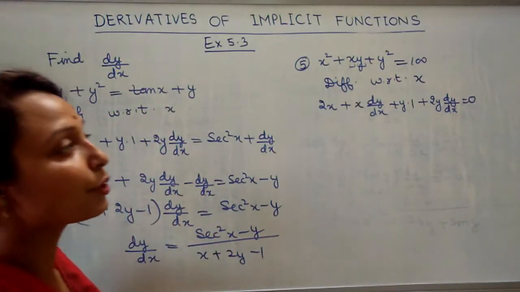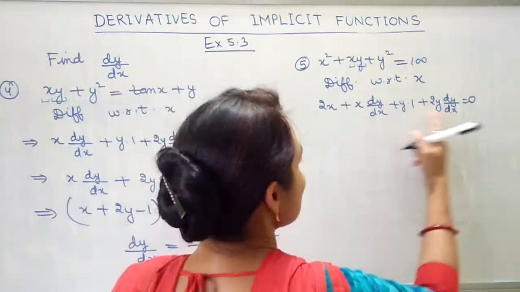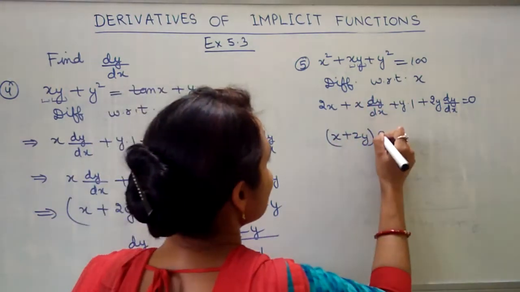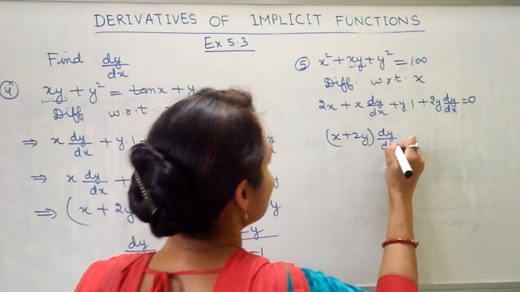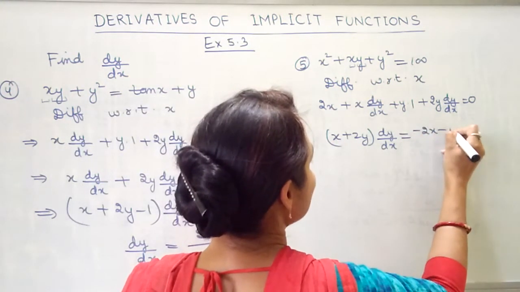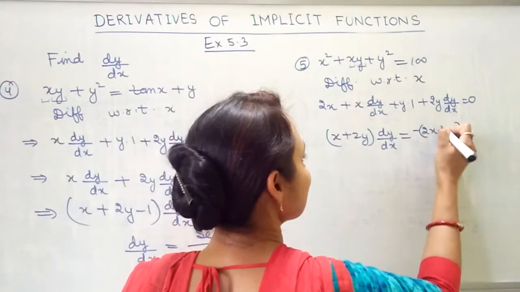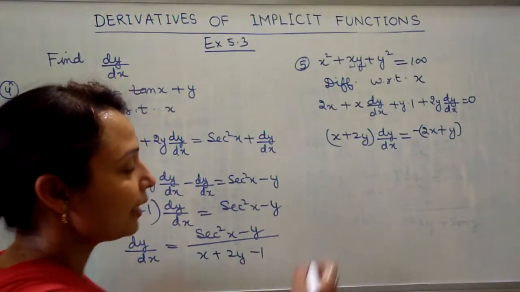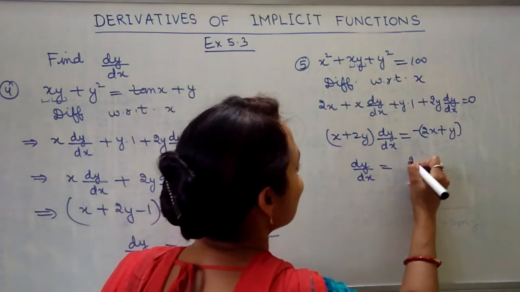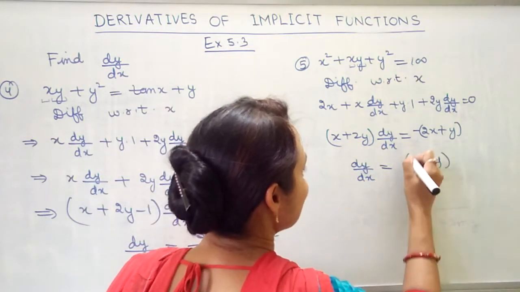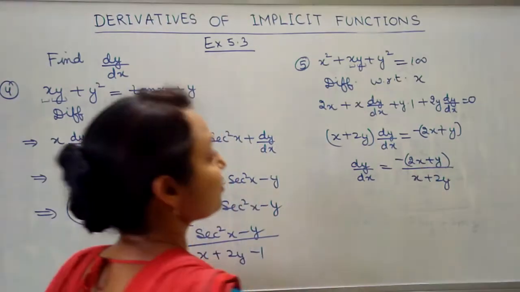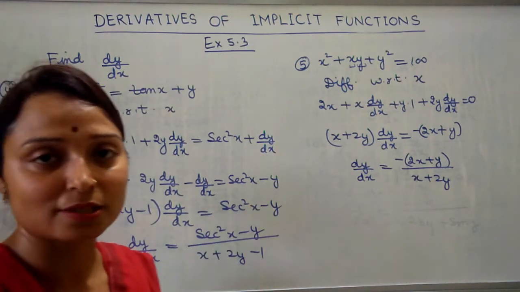Take these two terms common, (x plus 2y) with dy upon dx, and then take these two terms on the right hand side, minus 2x minus y. I will take the negative sign common. Then dy upon dx is equal to negative (2x plus y) divided by x plus 2y. So this is the way to solve question number 5.